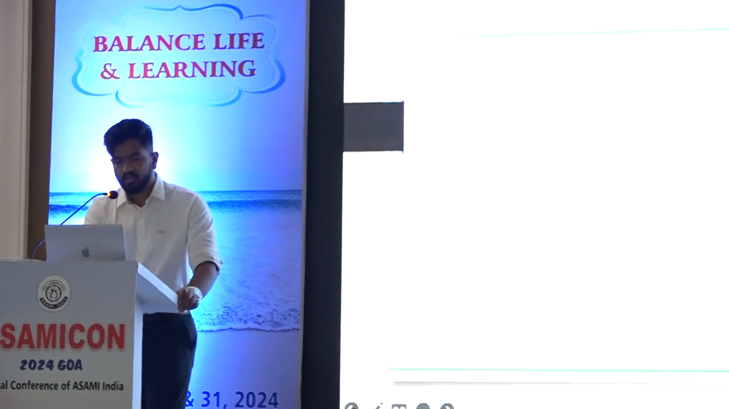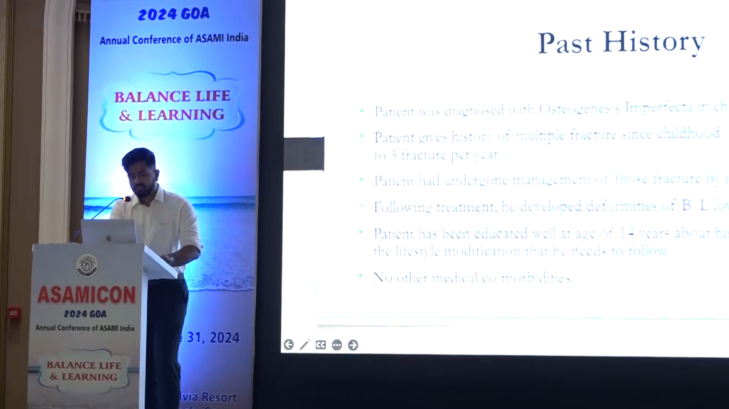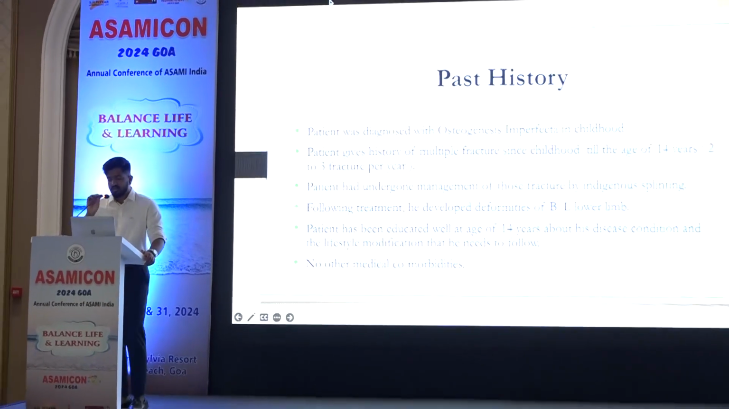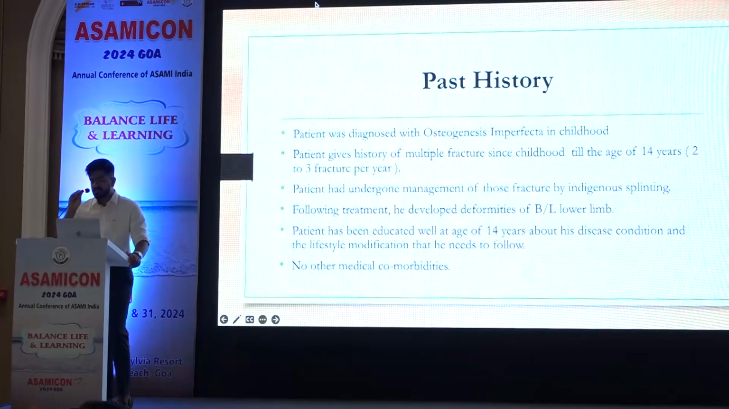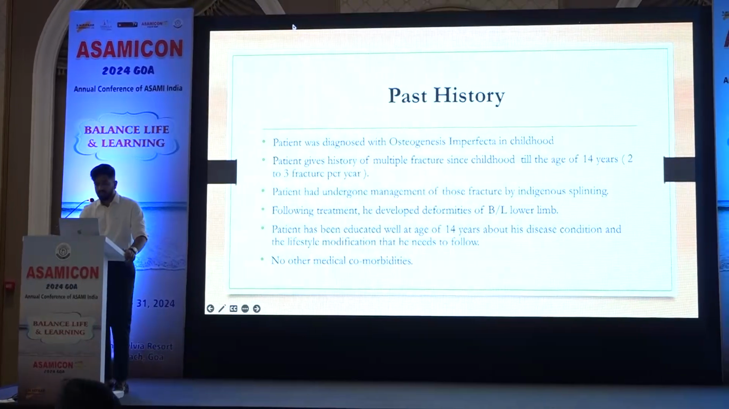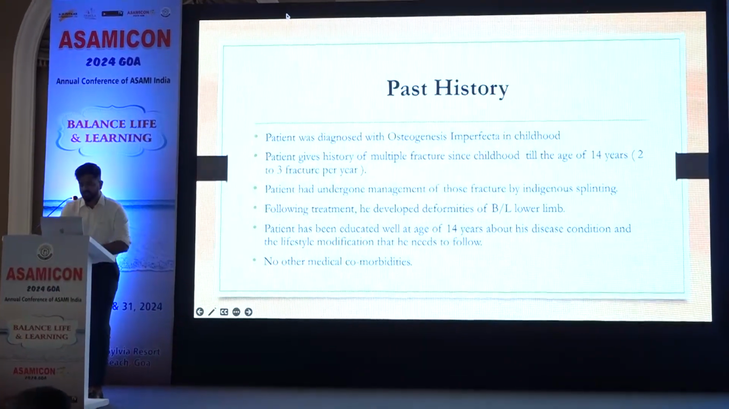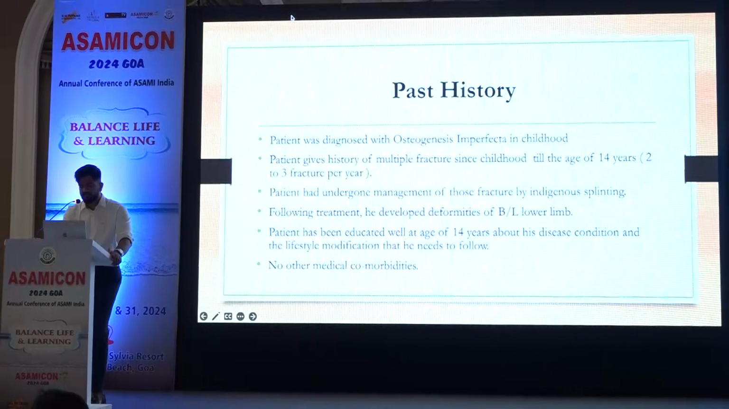Unable to walk or weight bear on the affected side since the injury. Patient was on assisted ambulation even before trauma and now is bedridden. Patient was diagnosed with osteogenesis imperfecta in childhood. Patient gives history of multiple fractures since childhood till the age of 14 years. Patient had undergone management of those fractures by indigenous splinting, after which he developed deformities.